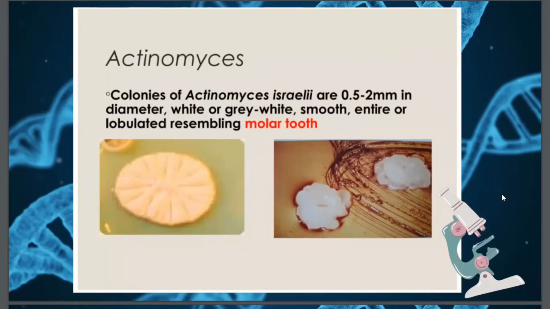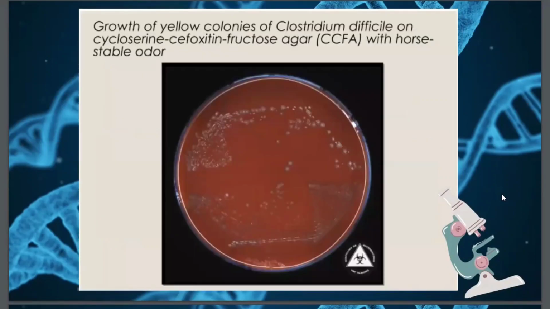Next is Actinomyces. Colonies of Actinomyces israelii are 0.5 to 2 millimeters in diameter, white or gray to white, smooth, entire or lobulated, resembling a molar tooth. Next is the growth of yellow colonies of Clostridium difficile on cycloserine cefoxitin fructose agar, or in short, the CCFA, with a horse stable odor.